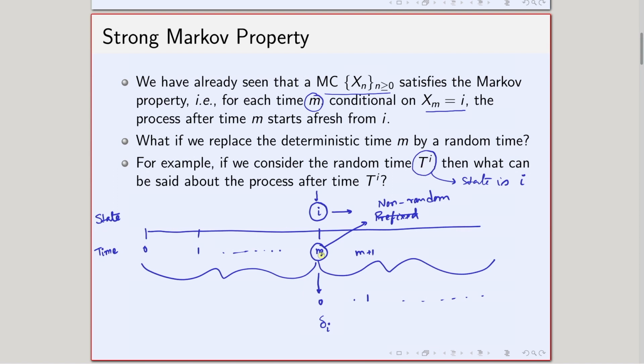So, now if I replace this m with Ti, that means if I have a time horizon like that and Ti is here, can I tell the same thing, that this part is independent of this part? Can we tell that the Markov chain starts afresh from the state i onwards? This question is answered by what is called the strong Markov property, and as I mentioned, I cannot take any random time instead of m, but I have to take a specific type of random time, and that random time is called a stopping time.